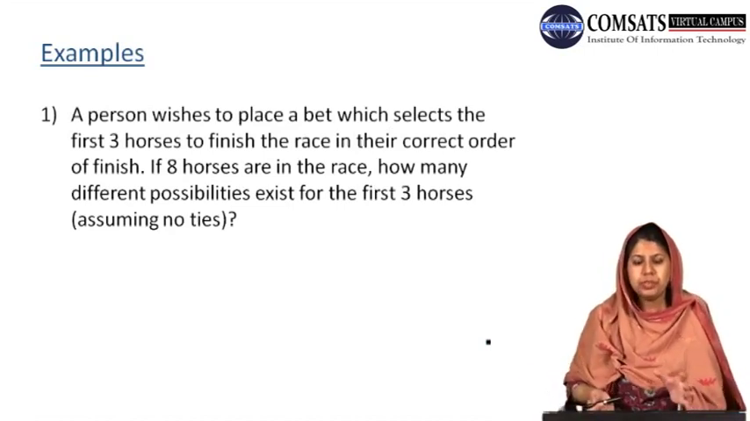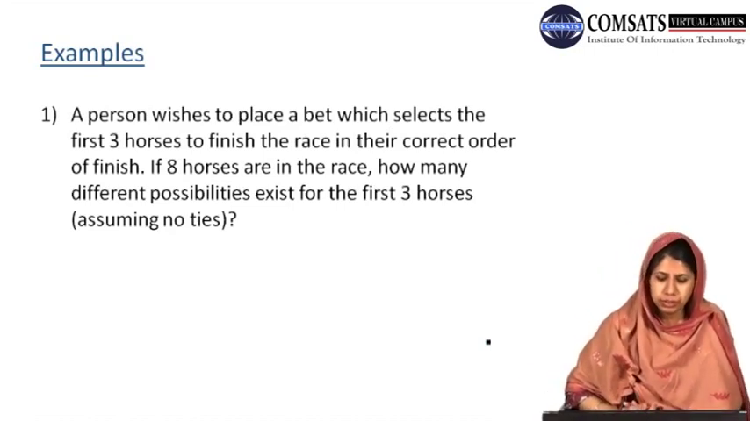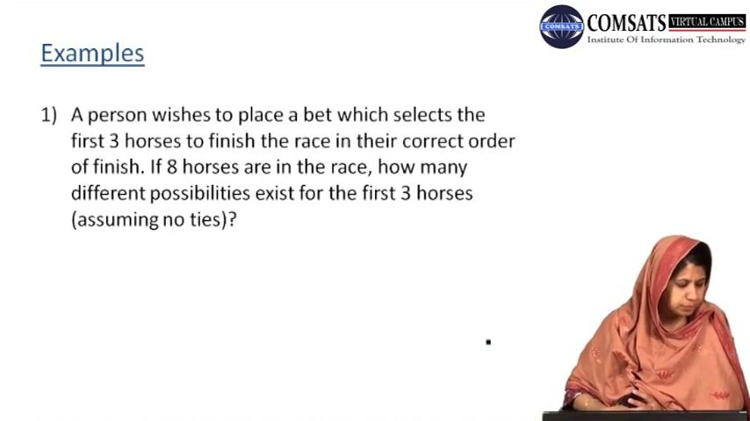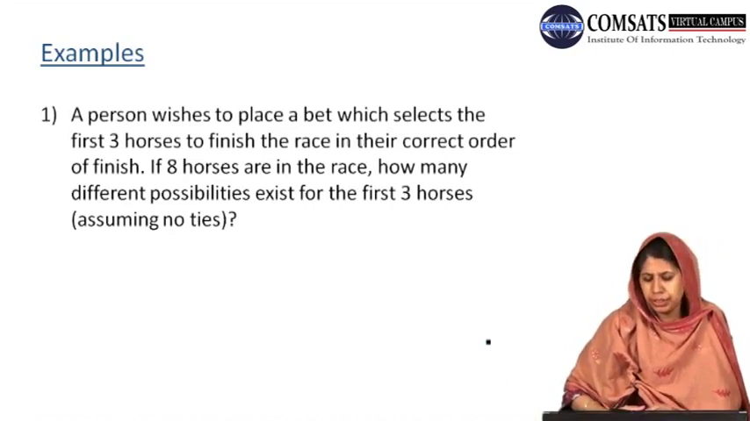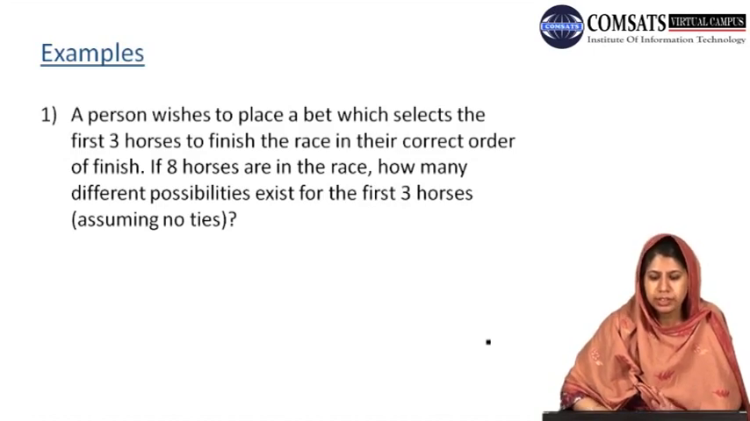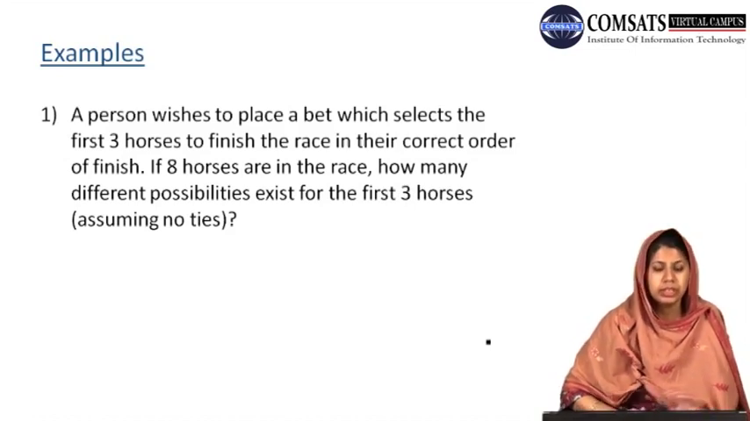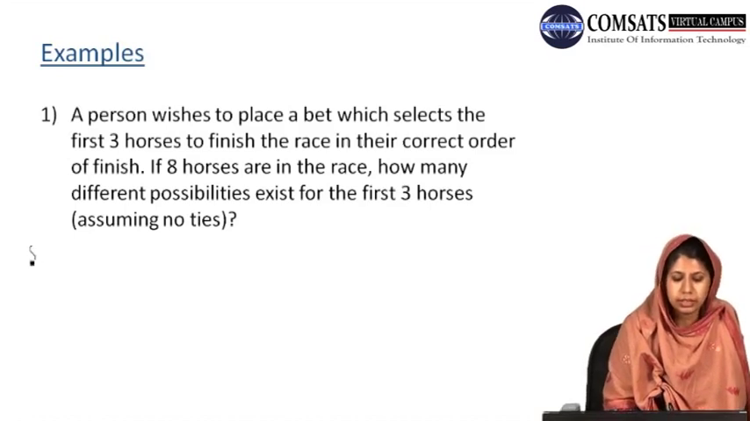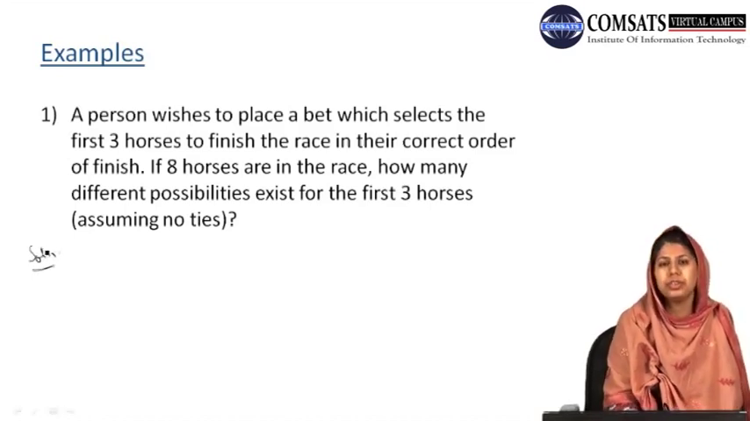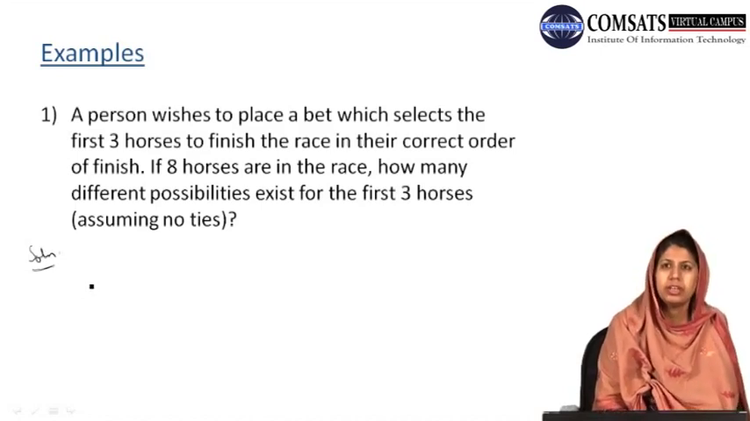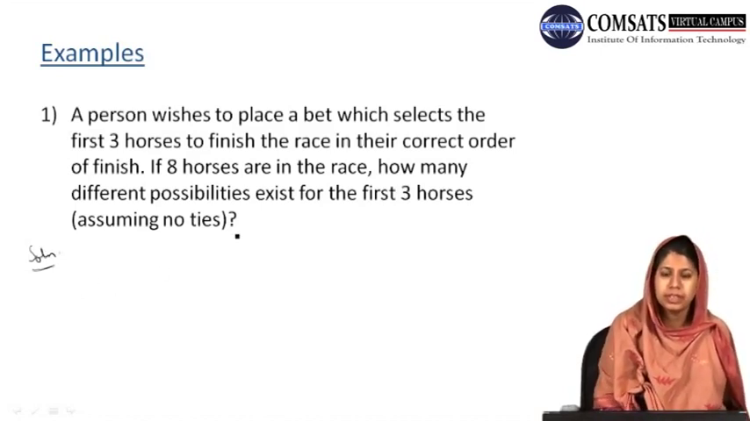Now if we want to use this formula to calculate the number of permutations, for example, a person wishes to place a bet which selects the first 3 horses to finish the race in their correct order of finish. If 8 horses are in the race, how many different possibilities exist for the first 3 horses, assuming no ties? That is, we have to find the total number of possible arrangements, or the number of permutations, from this given data.